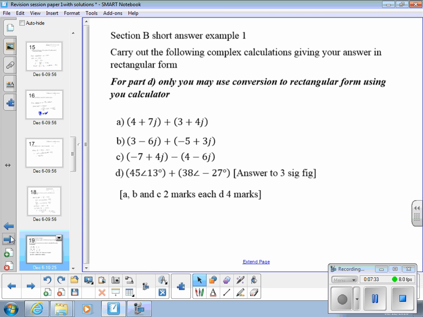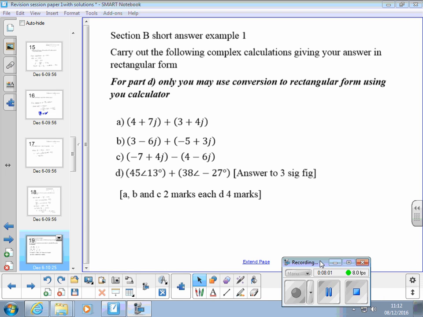Right, the second half of the paper is on complex numbers. So the first one is a short answer example. Carry out the following complex calculations, giving your answers in rectangular form. Okay. A, B and C are 2 marks each. D is 4 marks. For part D only, you may use conversion to rectangular form using your calculator. Okay. So we're starting that one at 12 minutes past. So we'll go 22 minutes past and then we'll do the answer.